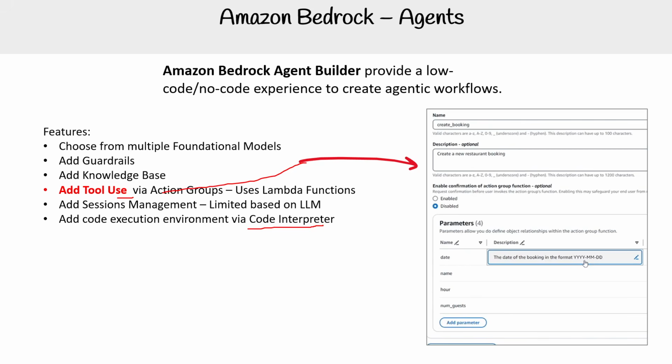It's supposed to be pointing right here. I'm not sure why it's a little bit off. But the idea is that you define these functions. So you say create booking, right? And then you give it a description and then parameters. And this is going to go to a Lambda function.